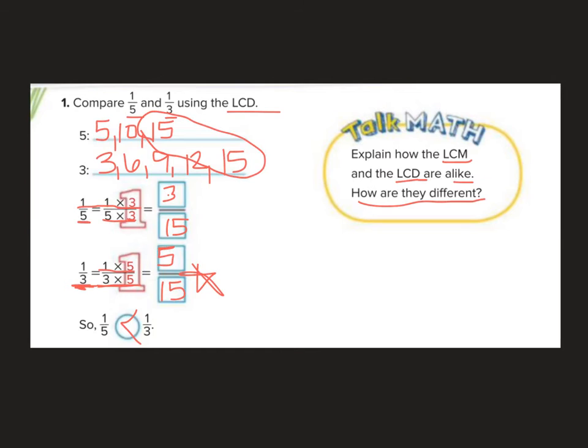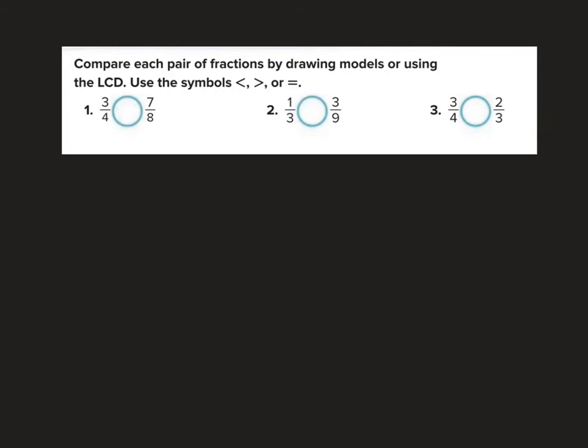Let's do another problem here. Compare each pair of fractions by drawing models or using the LCD. Use the symbols greater than, less than, or equal to. Okay, so I'm going to find the least common denominator between 4 and 8. 4, 8, well, it's going to be 8. Okay, least common denominator is 8, so I'm going to take 3/4.